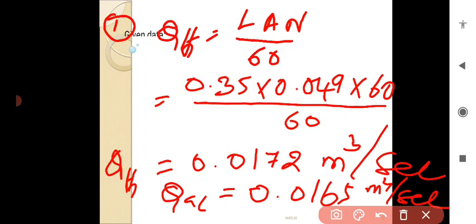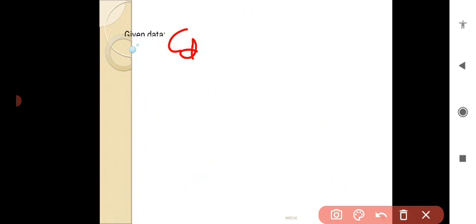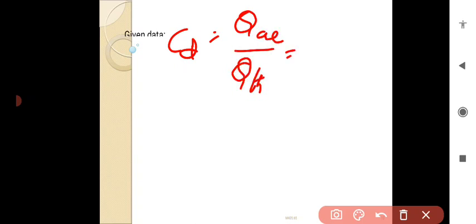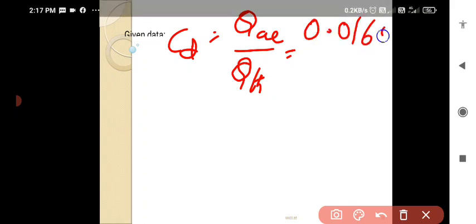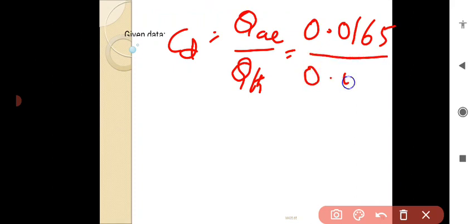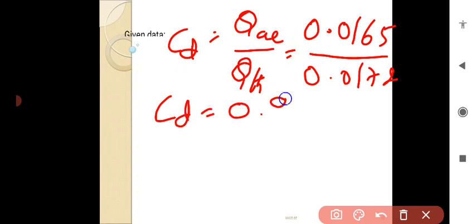So first we have to calculate the coefficient of discharge. Coefficient of discharge is equal to actual discharge by theoretical discharge, that is 0.0165 by 0.0172. If you calculate it, you will get the coefficient of discharge, CD, equal to 0.96. This is the coefficient of discharge.